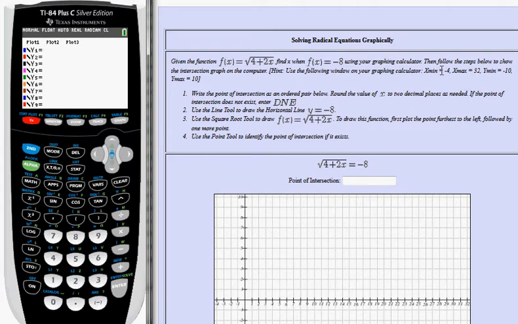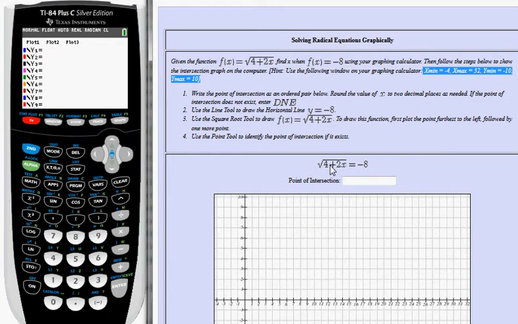Now I've jumped the gun a little bit. The directions actually say that we're going to do this using our graphing calculator, and they give us a suggested window here. That's going to help a lot. And then when we're done with that, we're going to follow the steps below to show the intersection graph on the computer. The idea is we're going to use the technology to do it for us, but we're going to emulate doing it by hand over here once we get the information that we need.